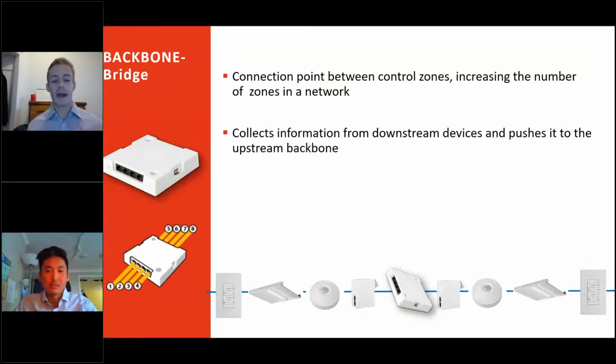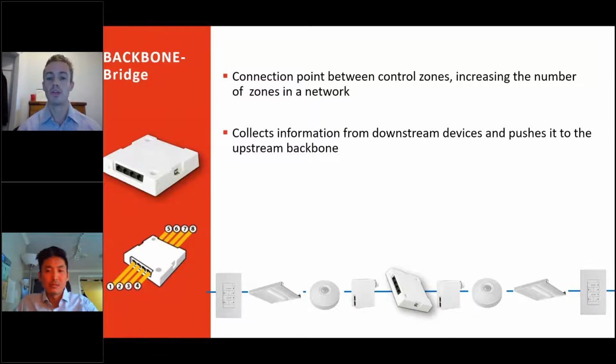So our bridges are going to act as hubs. They're going to collect information from all the downstream devices and then push it to the upstream controller. Bridges prevent us from needing home run cables between individual devices going to the system controller, so it really cuts down on the amount of Ethernet cable that's required.